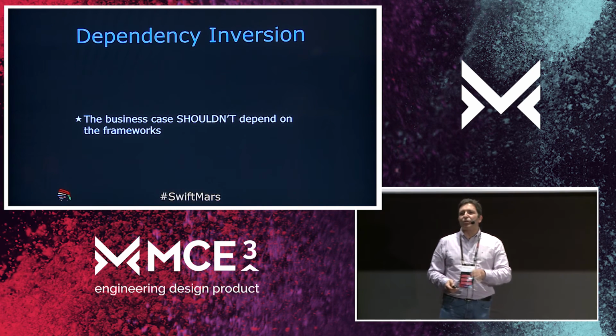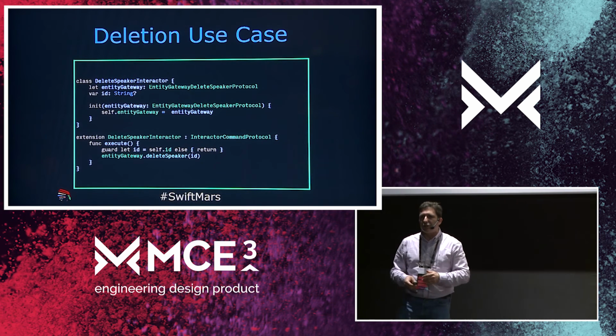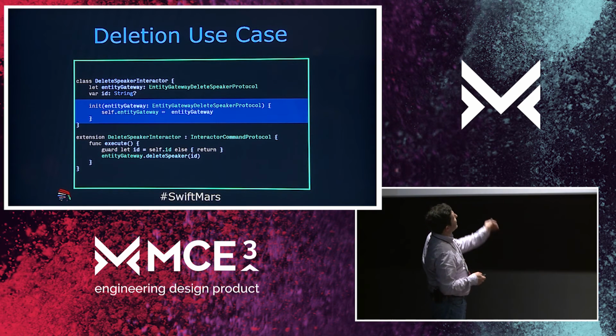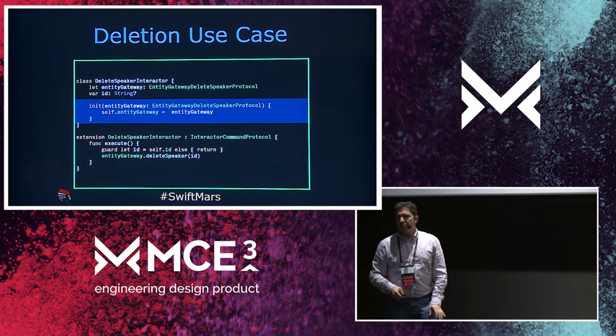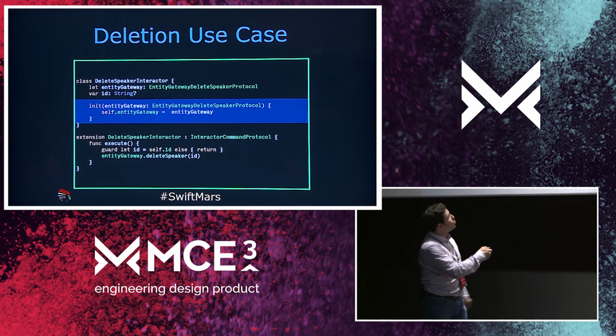That's something that is really useful, and this is something that in the clean architecture is used all around. You will have tons of protocols, but this is just an example. So here, I'm using an entity gateway, and notice that an entity gateway is anything that supports this entity gateway delete protocol. A protocol that I have defined that allows me to delete one entity.